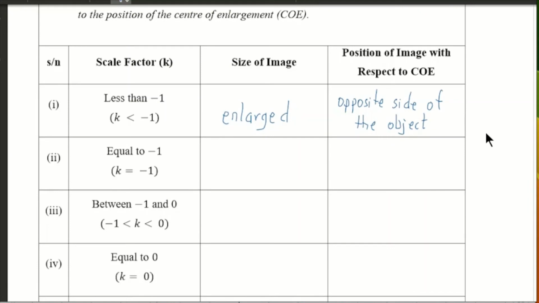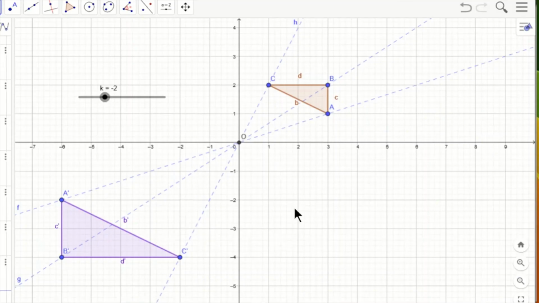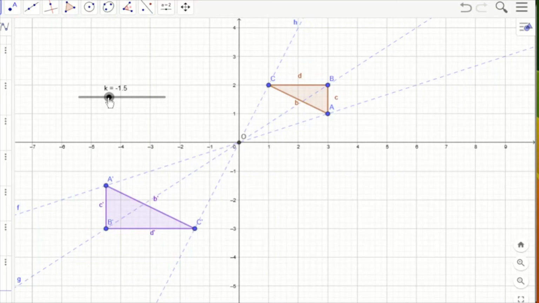Okay, so now you can go ahead and open your GeoGebra window and adjust the slider, and for each adjustment you complete the table. So in this case we have a scale factor less than -1, and when we have the scale factor equal to -1, you would notice that the image size is the same as that of the object, and still the image is at the opposite side of the object with respect to the center of enlargement.